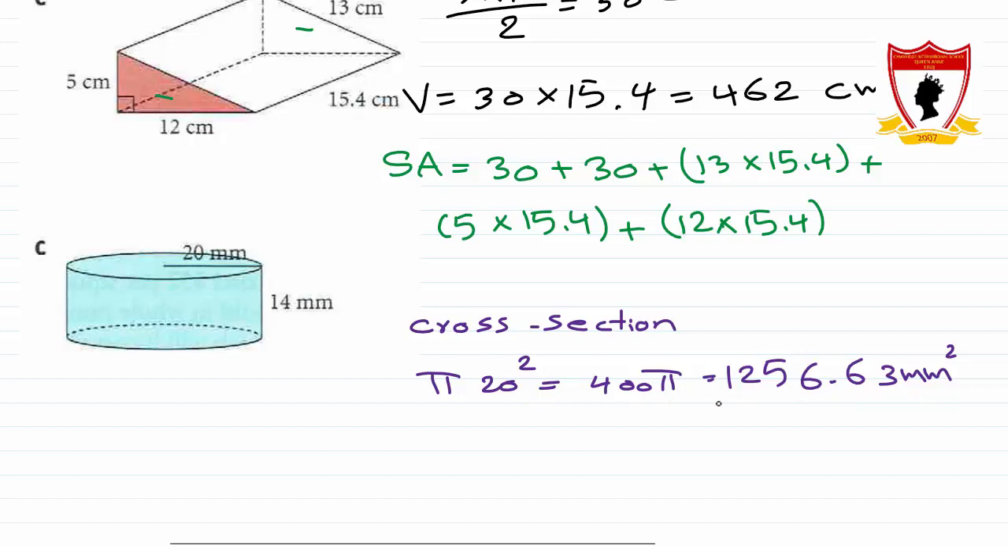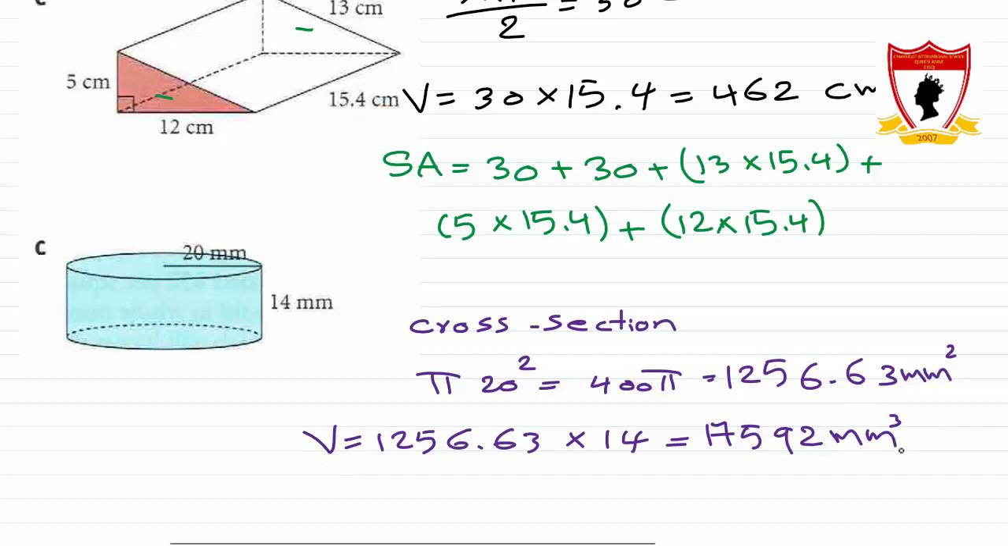Then cross-section area times height will be the volume. 1256.63 times 14 is equal to 17,592. Since this part is volume, it will be millimeter cube.